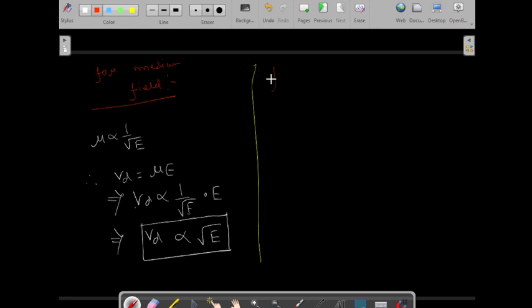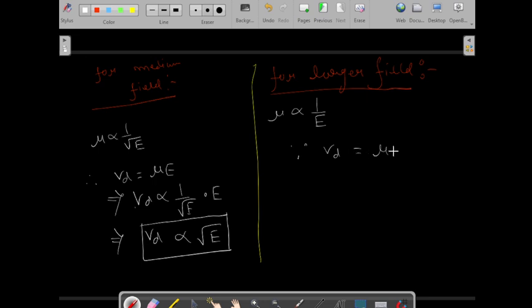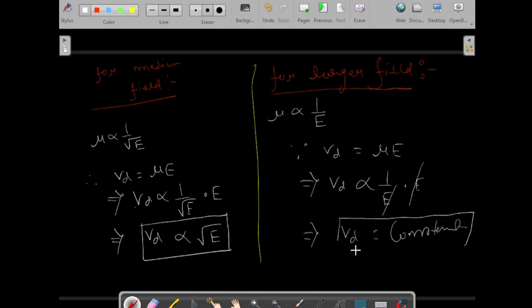Then we come to the larger field. For larger field, you already know that mu is proportional to 1 by E. And we also know v equal to mu E. So if I put the value of mu here, it is equal to 1 by E into E. So I cancel E with E, and it comes out equal to constant.